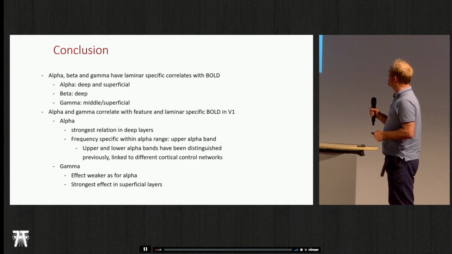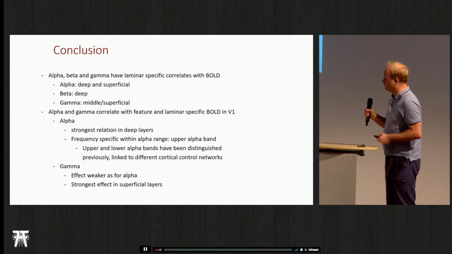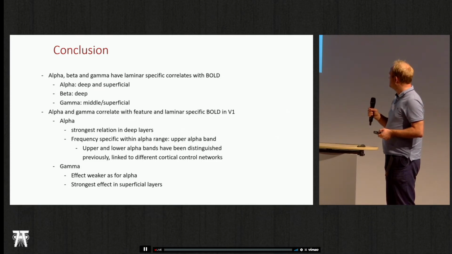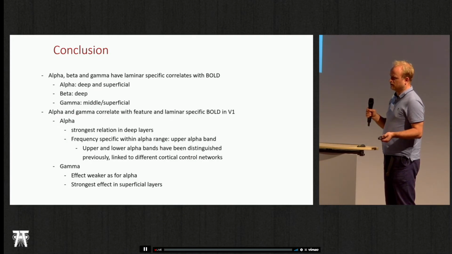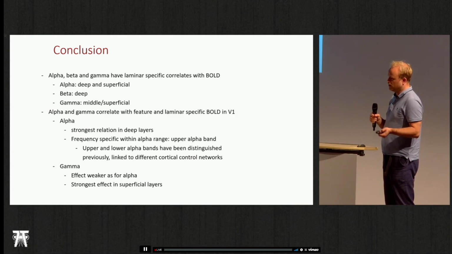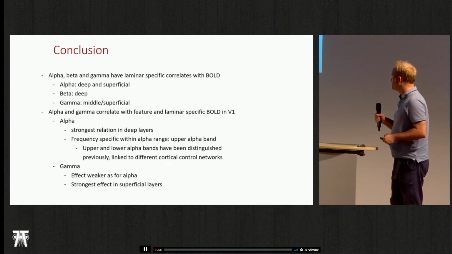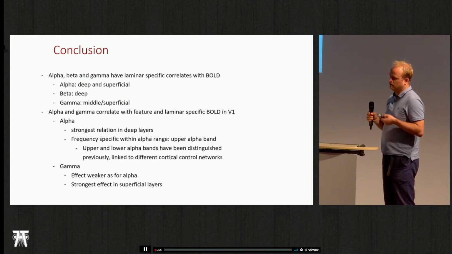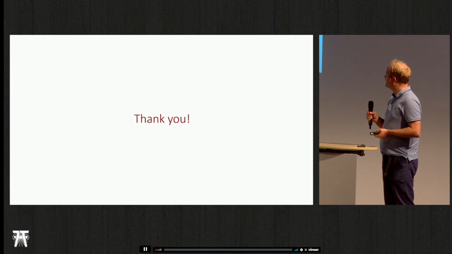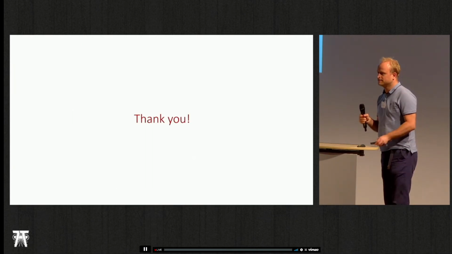Alpha shows the strongest relationship in deep layers, and the effect here is frequency specific. The upper alpha band seems to be more related to feature-specific processes, and the lower alpha band more to non-feature specific processes. For gamma, the effect is weaker, but we do find a stronger feature-specific BOLD relationship with gamma in superficial layers compared to deep layers. So that was it, and thank you for your attention.